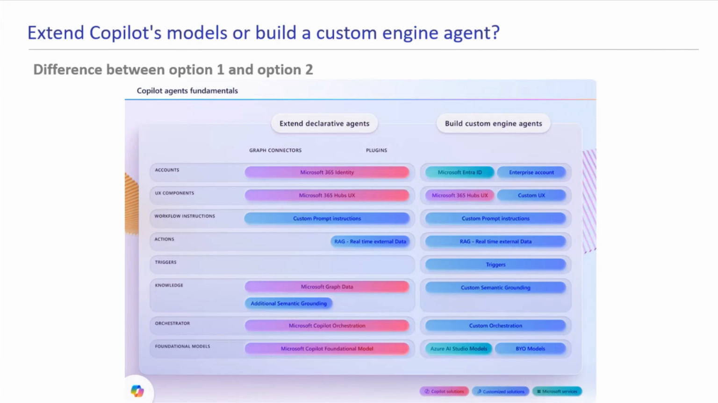There is an option to add the conversation reference ID, through which we would be able to send a message to a particular user also. So this is the new capability which has been added. And if you see here on the right-hand side, all the workflow instructions are available. There are only certain differences: triggers are not available with the external declarative agents, but can be available with the custom engine agents.